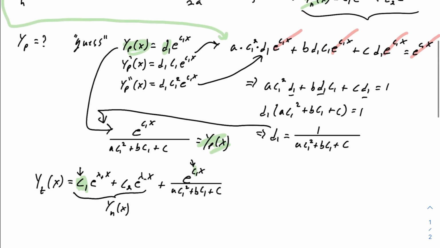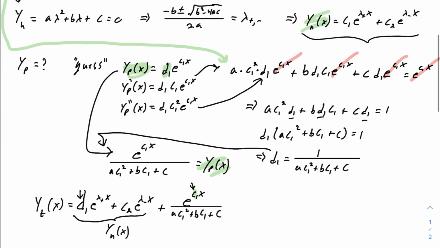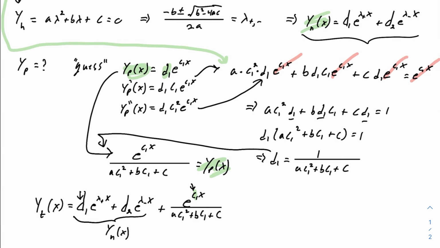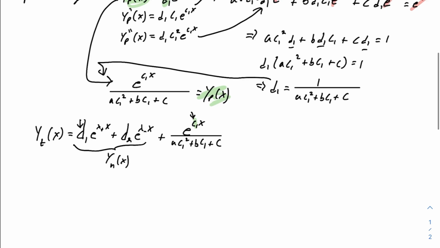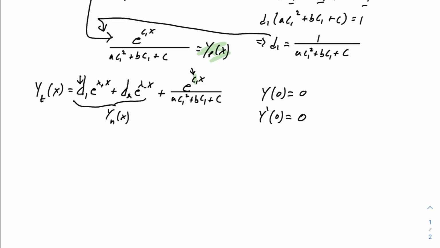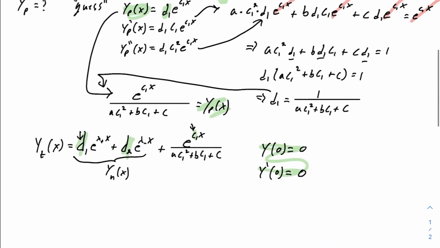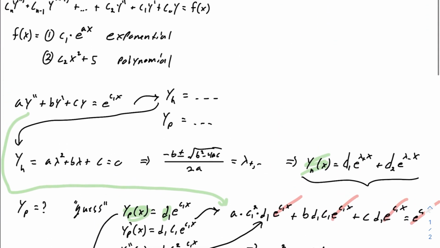So let's change our initial condition constants to be, I don't know, d's. That'll be easy to fix. So d1, d2, d1, d2. There we go. And then if we're given initial conditions, so y of 0 equals 0 and y prime of 0 equals 0 or something like that, we could easily plug these in and then solve for our d1 and our d2.